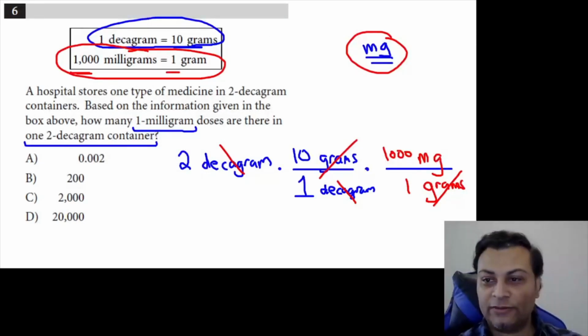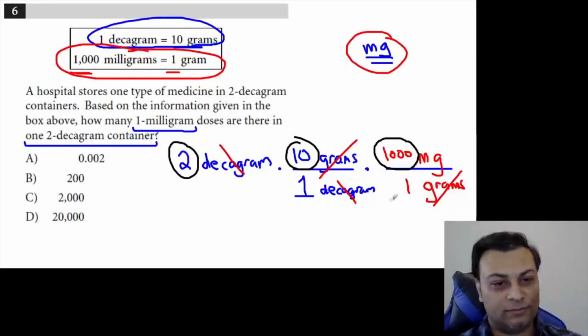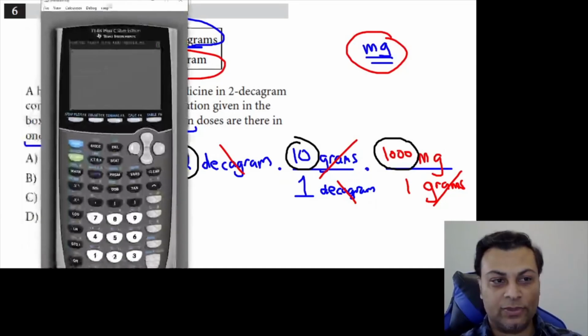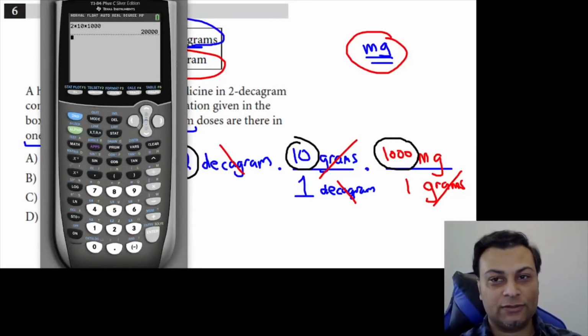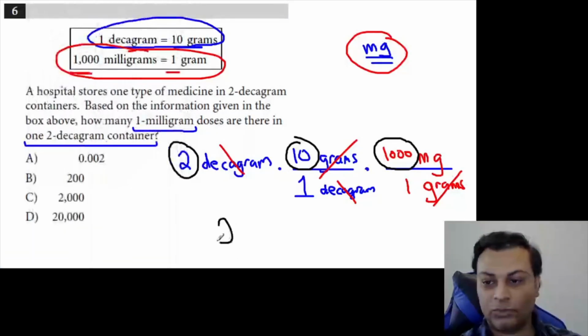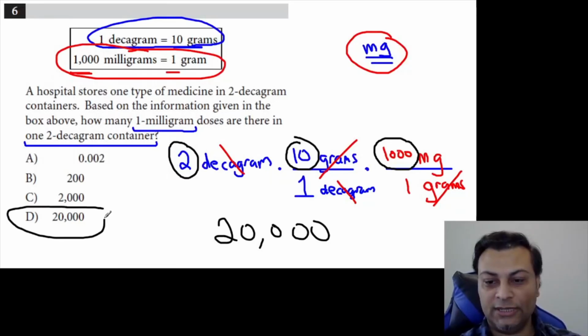So we have to do 2 times 10 times 1,000, and then divided by 1. So the answer is 20,000, which is option D.